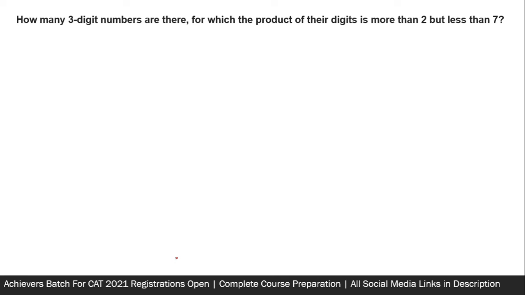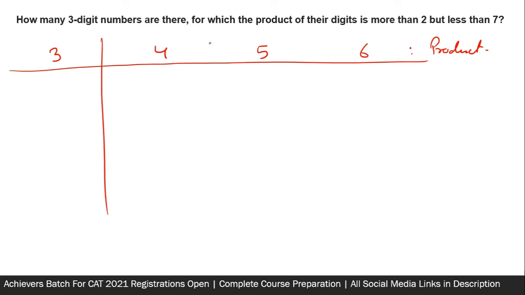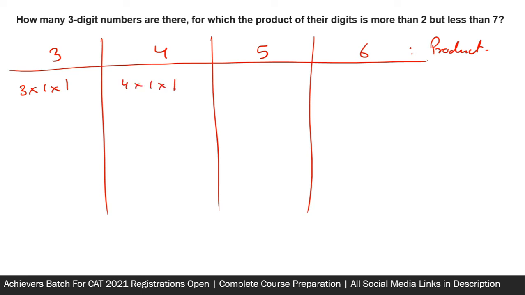Okay, so product of the digits is more than 2 but less than 7. So product could be 3 or 4 or 5 or 6. Product of the digits. Okay, if the product is 3, it can be done only in one way, as a product of 3 digits. Because 3 is a prime number, it can be done only in 3 into 1 into 1. 4 can be done in two ways. It is 4 into 1 into 1, 2 into 2 into 1. 5 can be done only in one way, and 6 can be done in two ways. 6 into 1 into 1, 3 into 2 into 1.